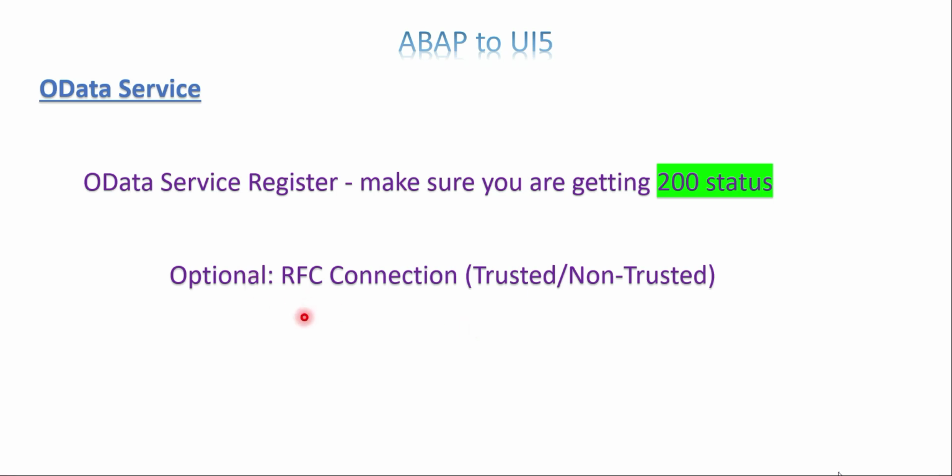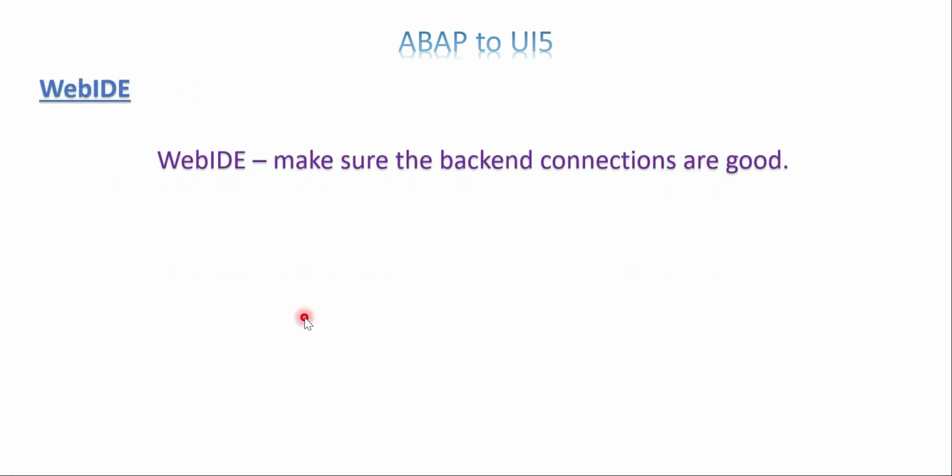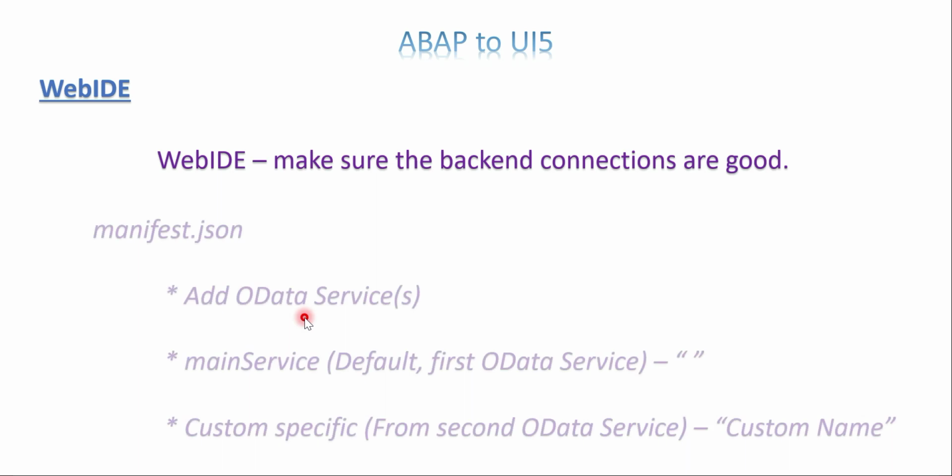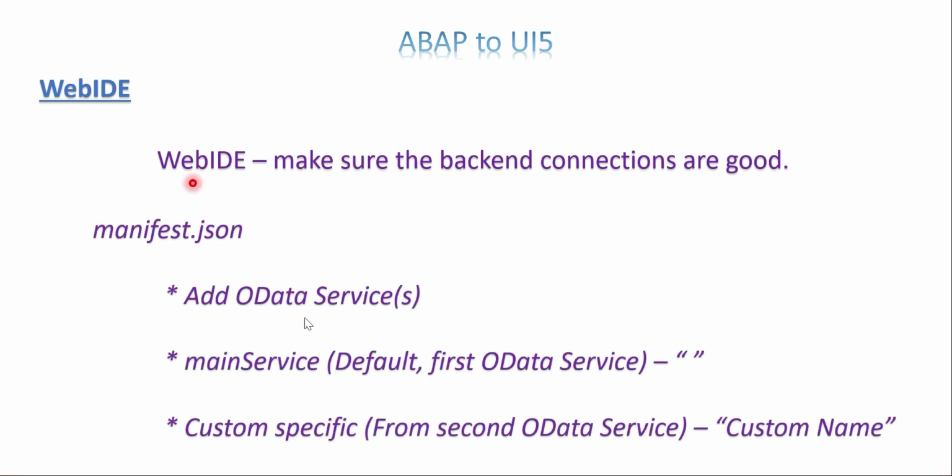This is not a mandatory step for this particular video. At the web IDE level, make sure the backend connections are good, like the host file and everything. These are already there, but make sure these connections are good. And then we are going to get into a new file, the manifest.json file.